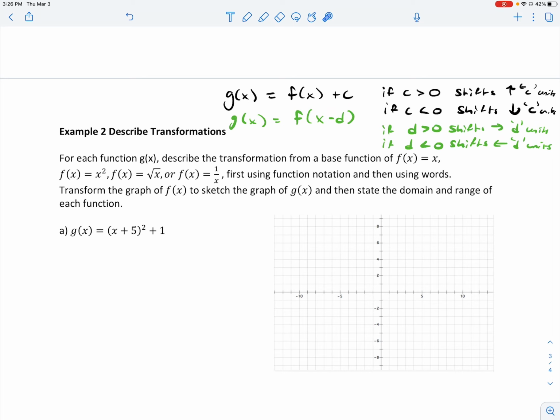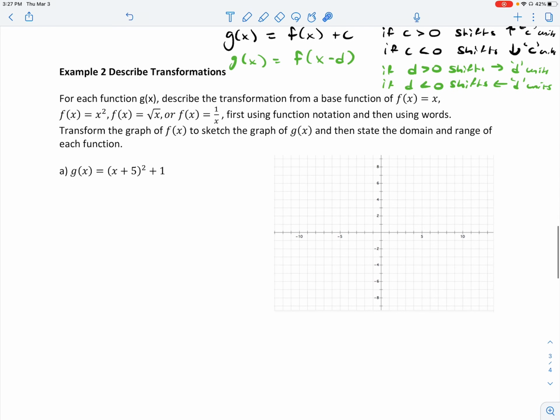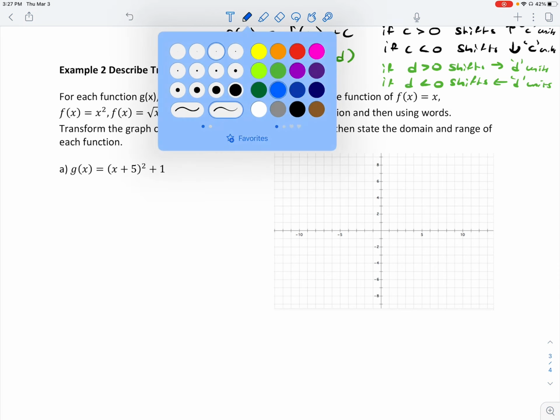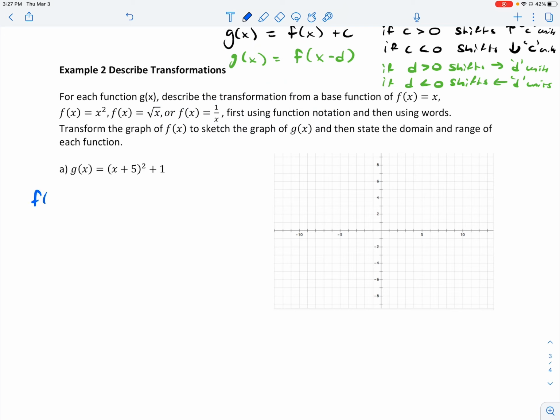So those are our two rules. Now we're going to see if we can pick up on what's happening in here. g of x is some function, and we can see plus 5 has been added on the inside. That corresponds with d. And the plus 1 on the outside corresponds with c. So there are two transformations that have taken place here. Let's first identify the base function. We know that f of x equal to x squared is the base function.